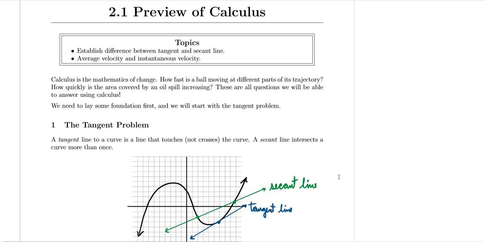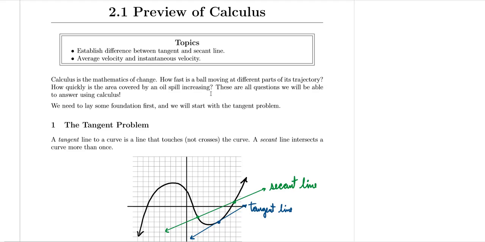How's it going, everyone? In this video we're going to be taking a look at some of the foundations for calculus. In essence, it is a preview of calculus. Now, as we mentioned in the first recording, calculus is the mathematics of change. For example, how fast is a ball moving at different parts of its trajectory? Or another example, how quickly is the area covered by an oil spill increasing?